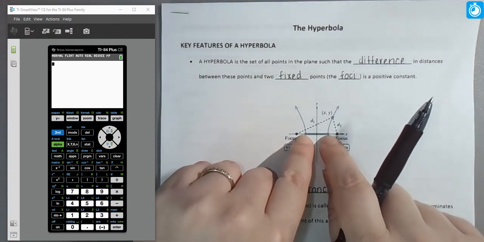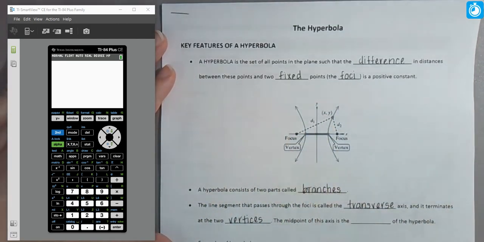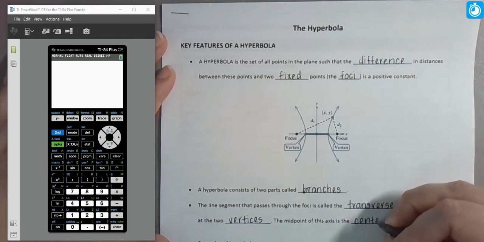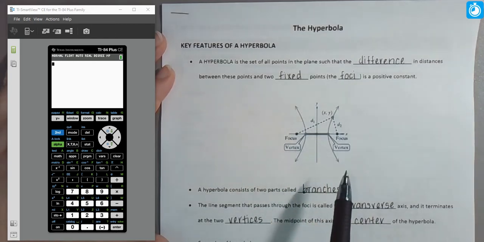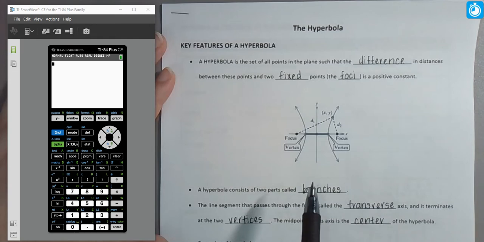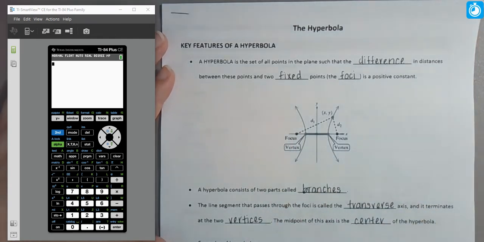It connects our two vertices, which are essentially the closest together points if we look at the two branches of the graph. And then the midpoint of the transverse axis is going to be the center of the hyperbola. Notice in this case, the center is between the two branches of the graph, whereas if we were looking at the ellipse, it's inside the actual graph. Also, the vertices, again, are closer to the center than the foci are. The foci are going to be further away, contained one within each of the two branches.